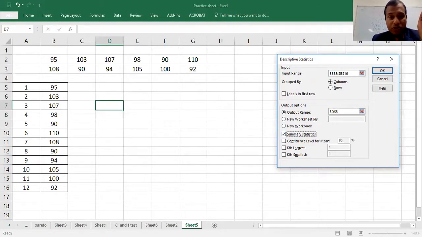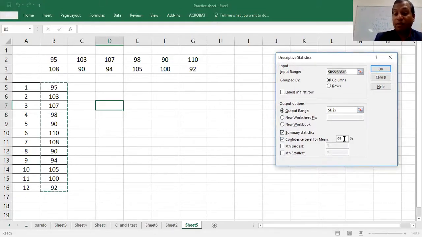Could you see in this question, it is mentioned to find an approximate 90% confidence level. By default, in your Excel sheet, the confidence level of mean will be 95%. You need to change that because in these questions, they are asking for 90%. So I changed 95 to 90% confidence level of mean.